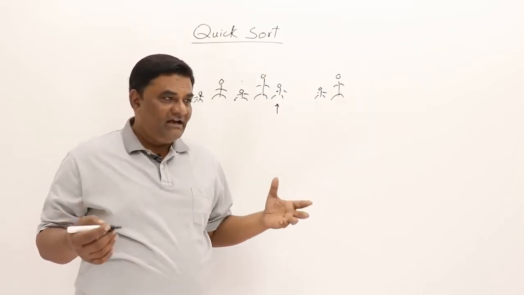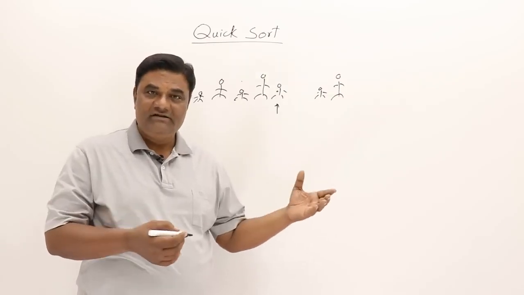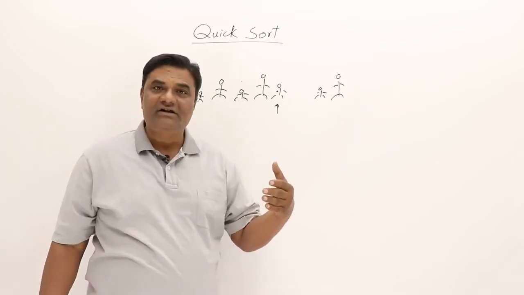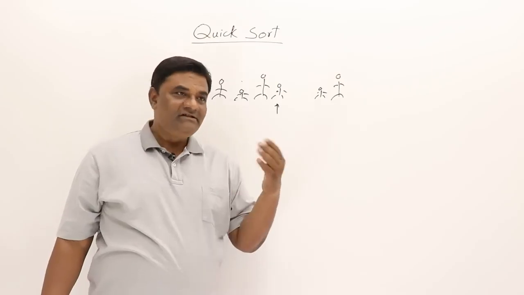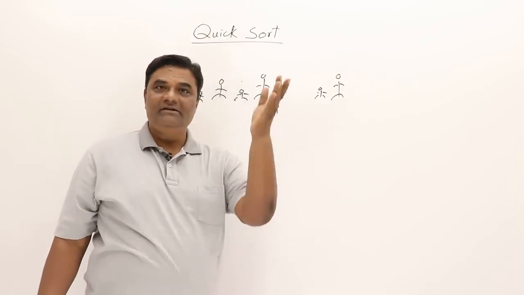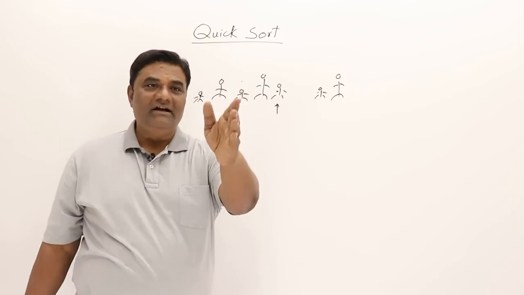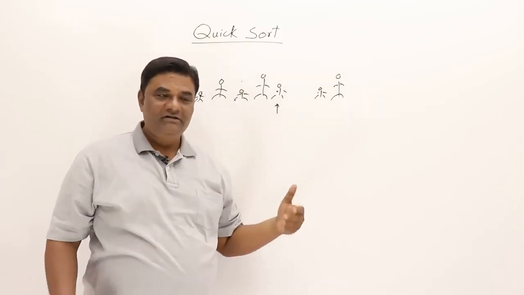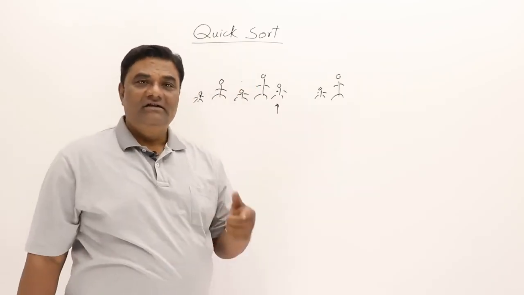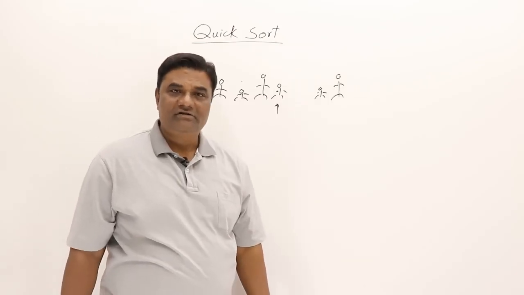Like suppose I have to stand in the line, in the queue, then I will see where I should come. I will see that the person who is taller should be at the back of me, so let him go at the back, and the shorter person should come in front, and I will find my place. That is the idea of QuickSort.